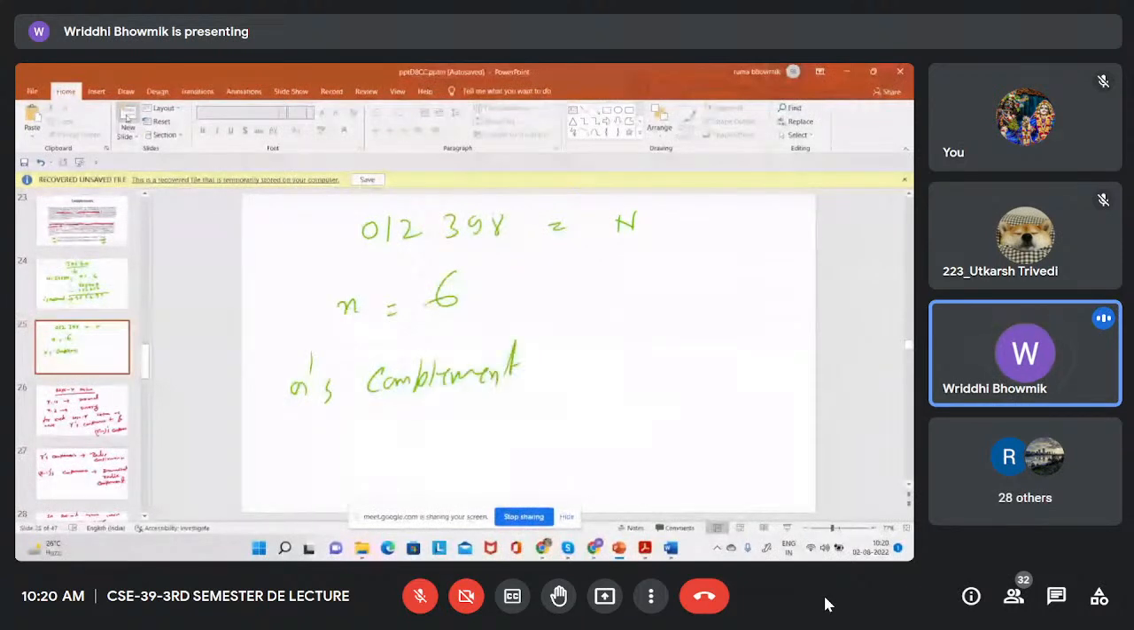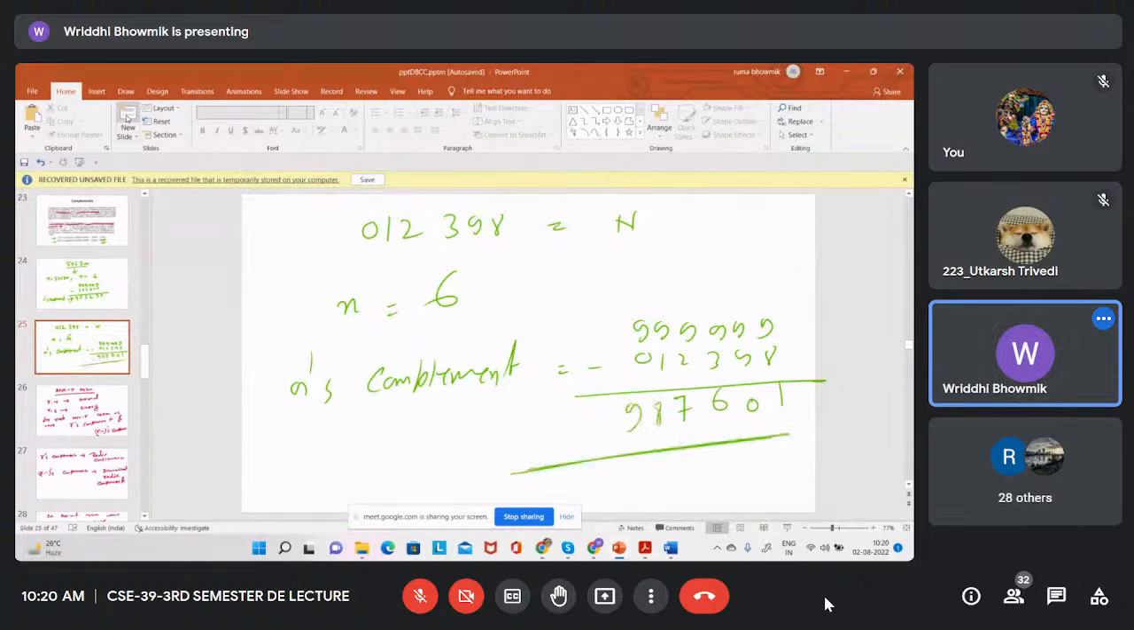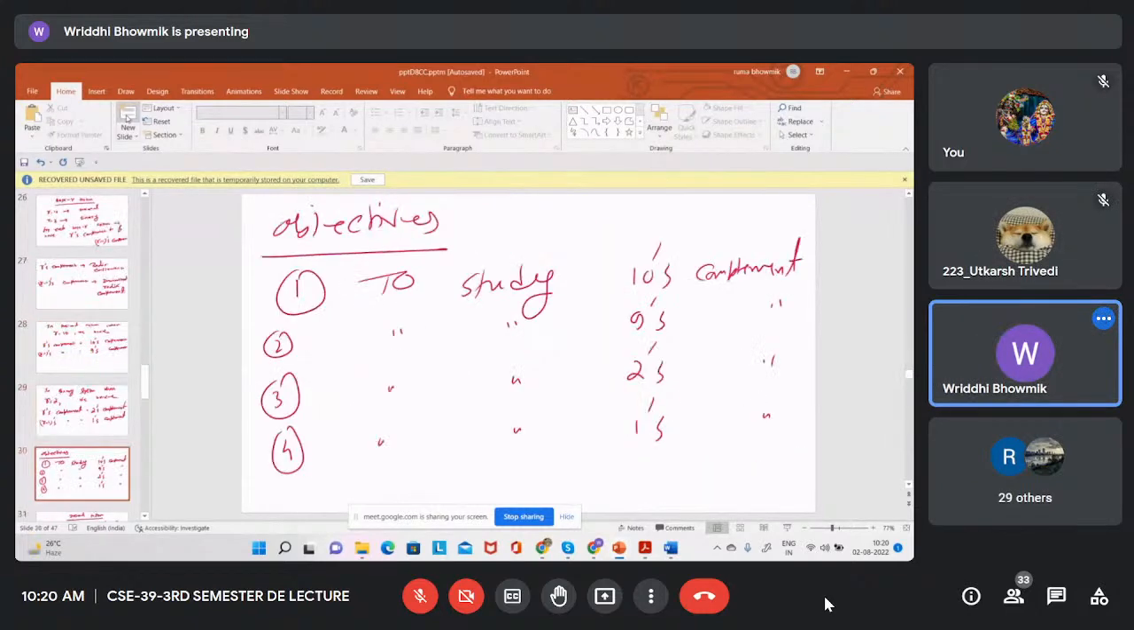That is, you have to take n number of nines. So 6 nines. And you have 012398. You do the subtraction. 987601. Okay. So these are the examples of the nines complement.